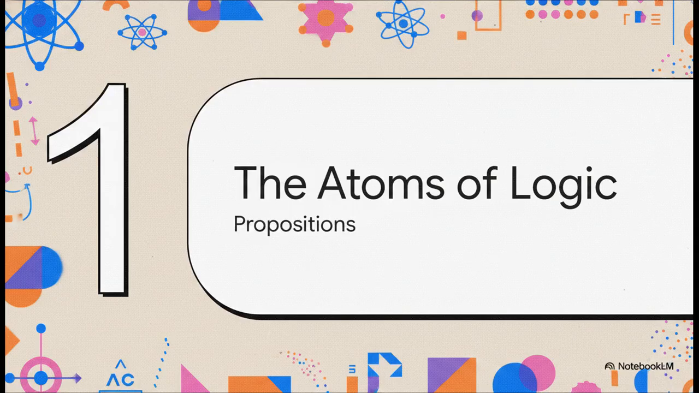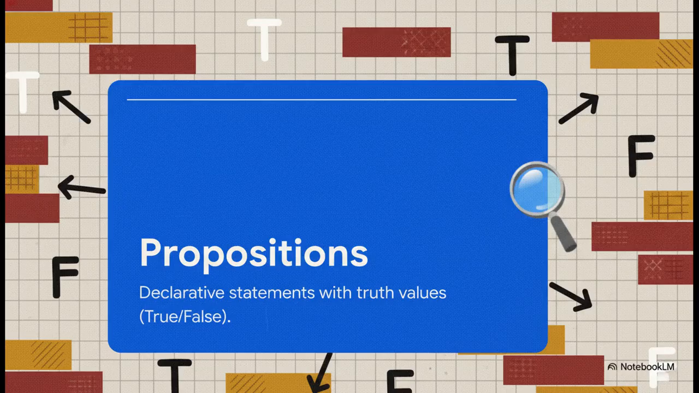All right, kicking things off with Section 1, the atoms of logic, also known as propositions. So look, to build a strong house, you obviously need solid bricks, right? In propositional logic, our foundational bricks are called propositions. Basically, a proposition is strictly defined as a declarative statement with a specific truth value. It's got to be a statement that declares a fact, and this is absolutely crucial. It can only be exclusively true or exclusively false. There is zero gray area here.